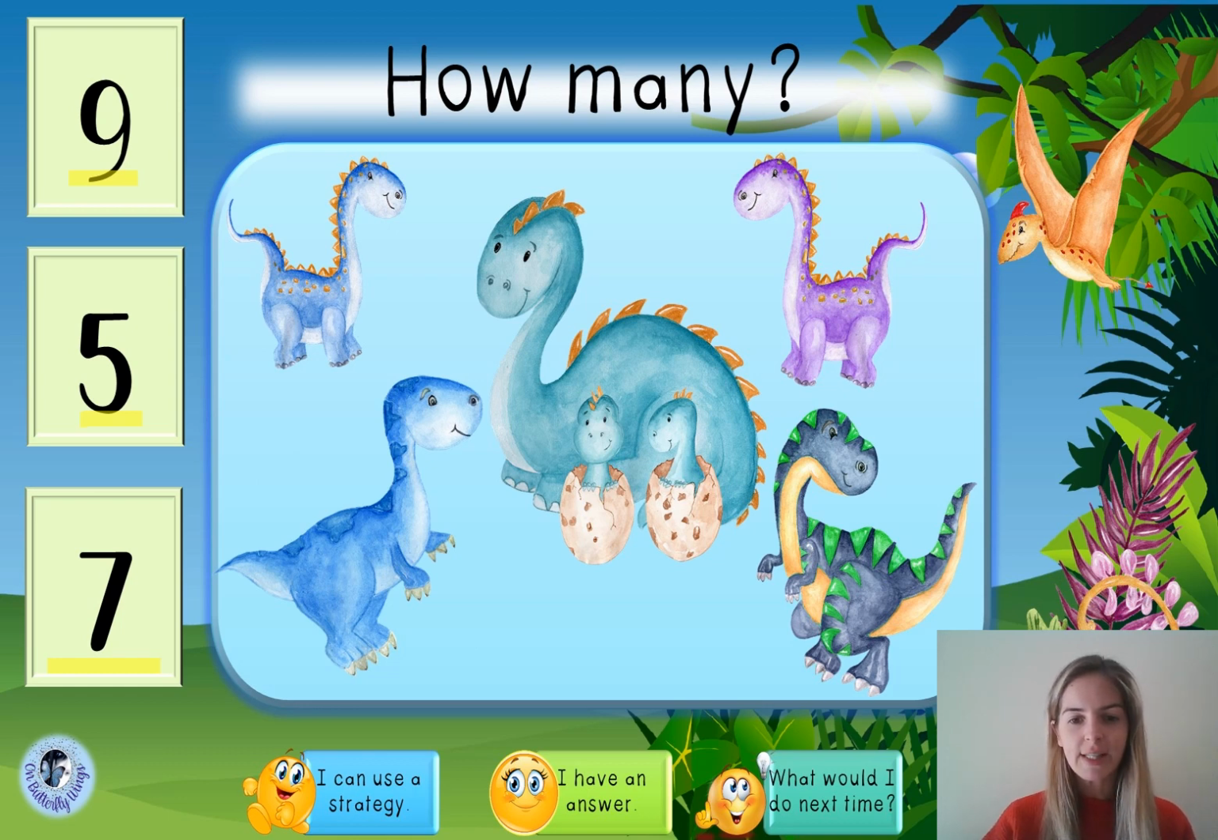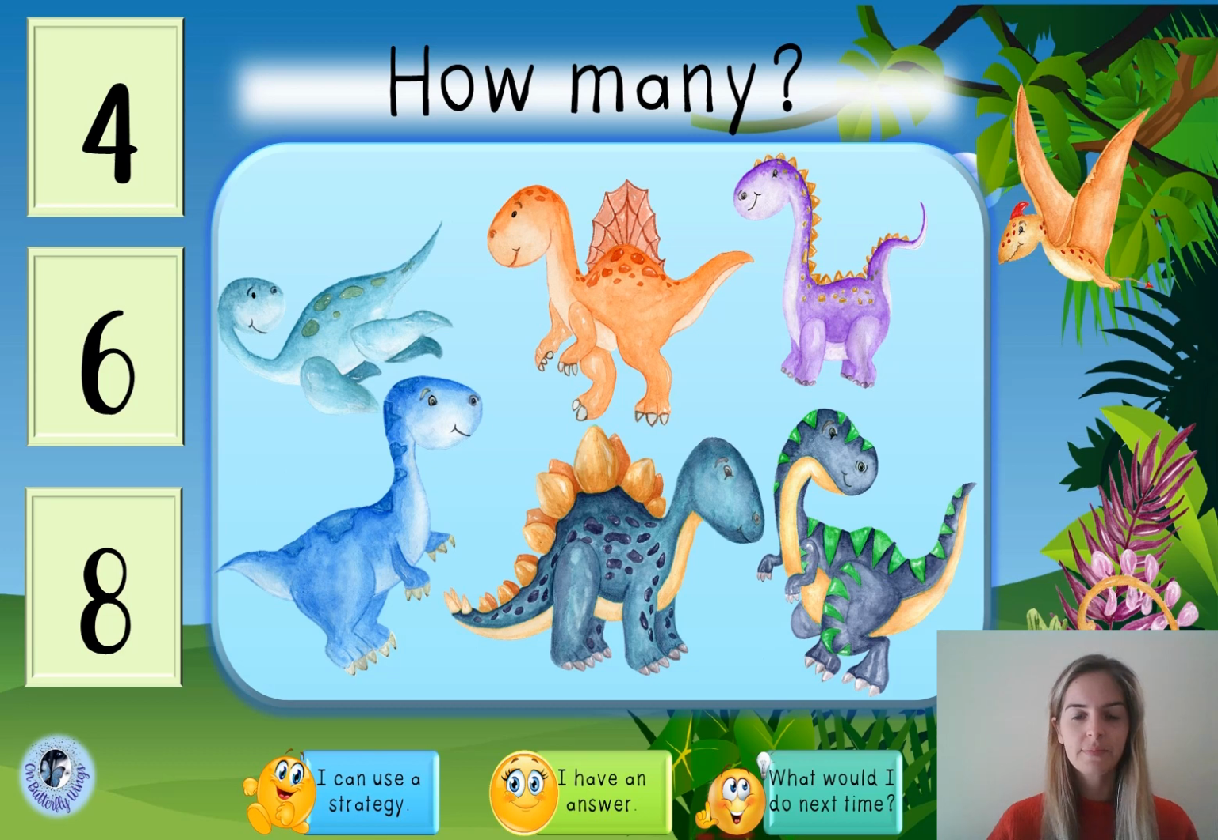Okay, boys and girls, let's count them all together, and I'm just going to cross them out as I do because that helps me keep track of which ones I have counted. 1, 2, 3, 4, 5, 6, 7. We can't forget the little baby dinosaurs. So right here, I'm going to circle 7. Let's take a look at another one.